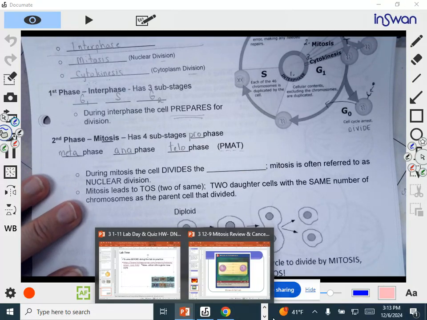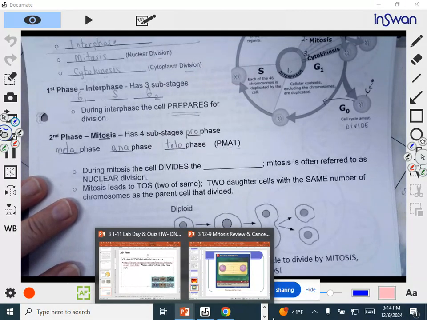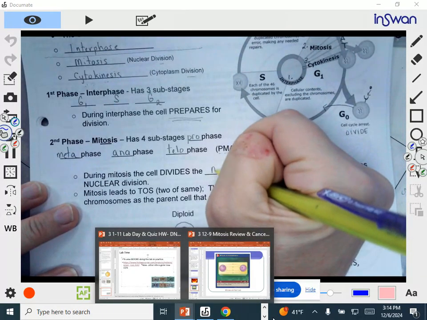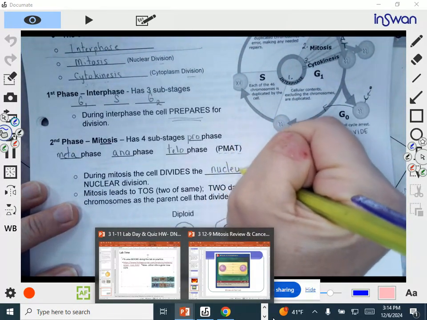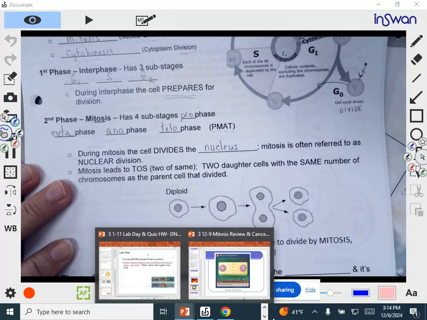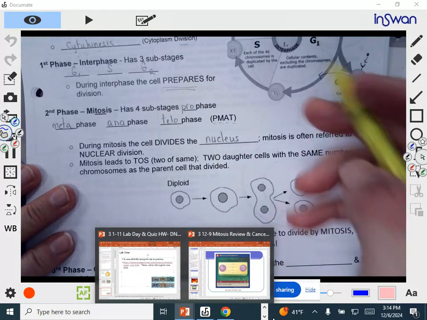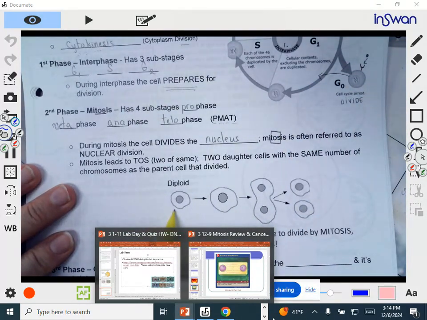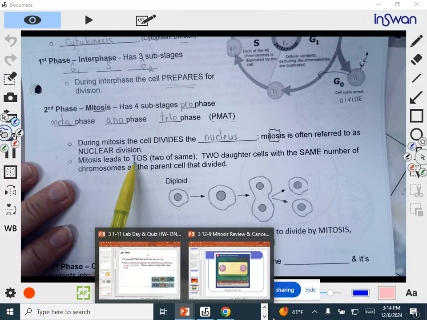Now, as I mentioned, during mitosis, we're all about dividing the DNA. We're about dividing the nucleus. So that's why sometimes mitosis is referred to as nuclear division. Okay, remember that mitosis has TOS in it. So if this cell gets a signal and it divides by mitosis, we're going to end up with 2 of the same, 2 daughter cells that have the same number of chromosomes as the cell that splits.